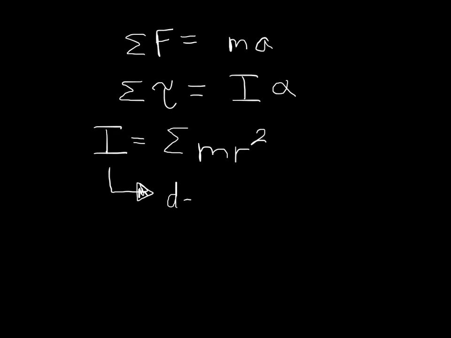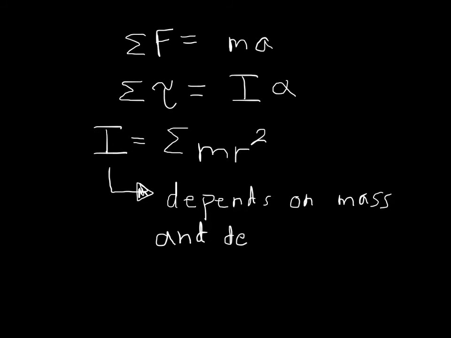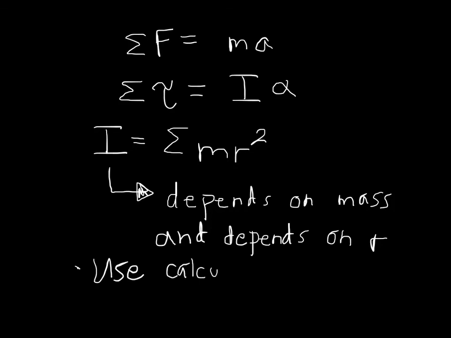rotating in circles, your moment of inertia depends not just on your mass, but on the mass and depends on r, or how that mass is actually distributed. Usually what we need to do is use calculus to get these moments of inertia. You'll have a handy-dandy table from your book that you can use to calculate these without using actual calculus.